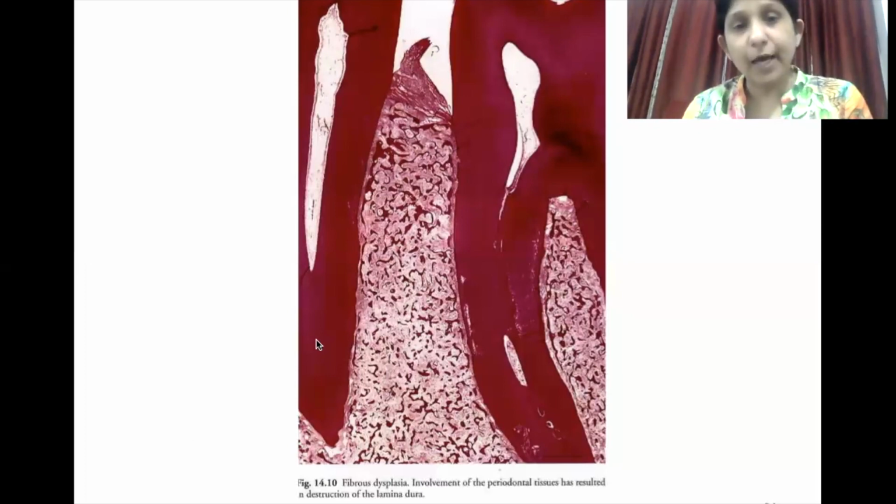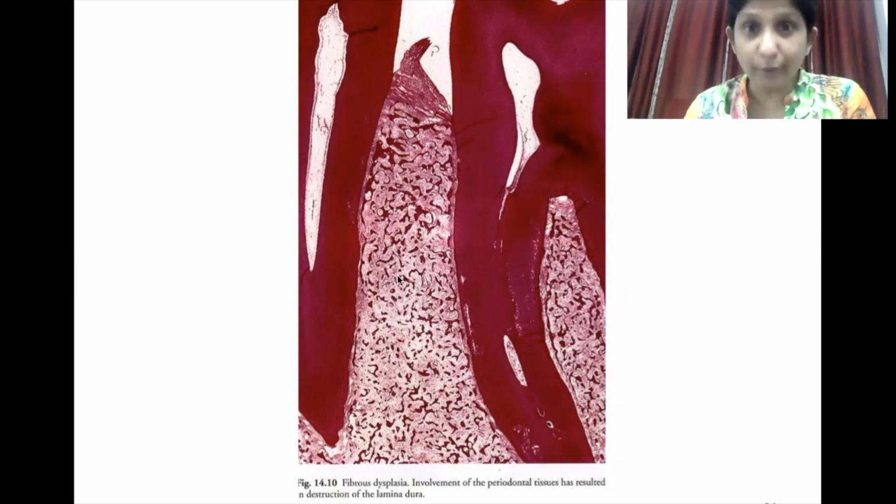Now, this is a textbook picture which shows two adjacent tooth roots. You can see that one root is here and the other root is there. That's a molar and that's perhaps a premolar. And this is the socket. So in between you have the bony socket. You can see that the bony socket is entirely affected by fibrous dysplasia, because these are the Chinese letter pattern type of bony trabeculae that you can see.